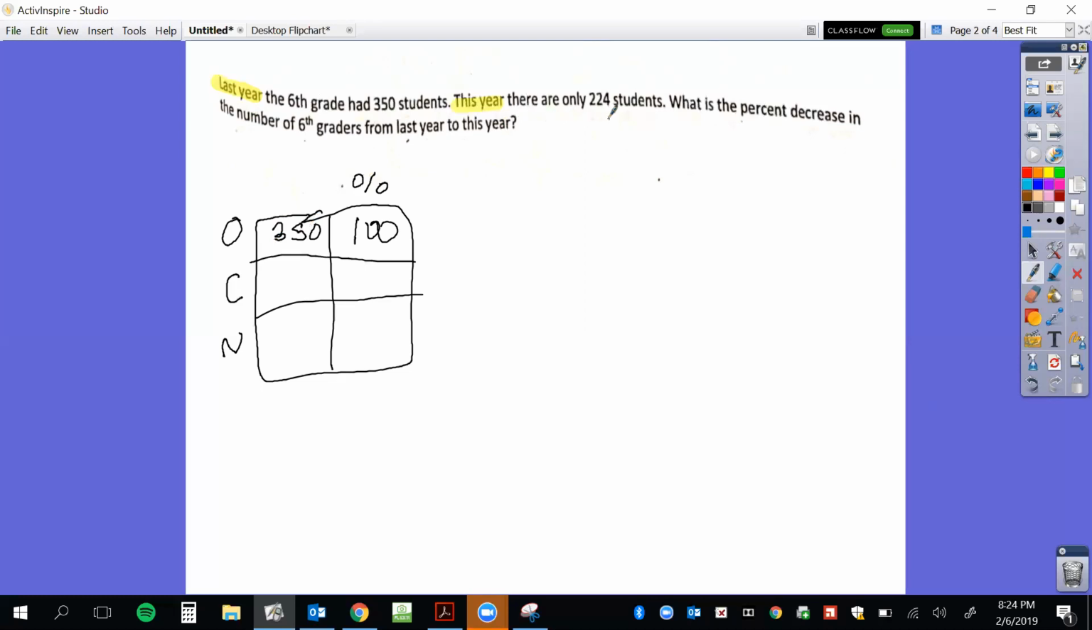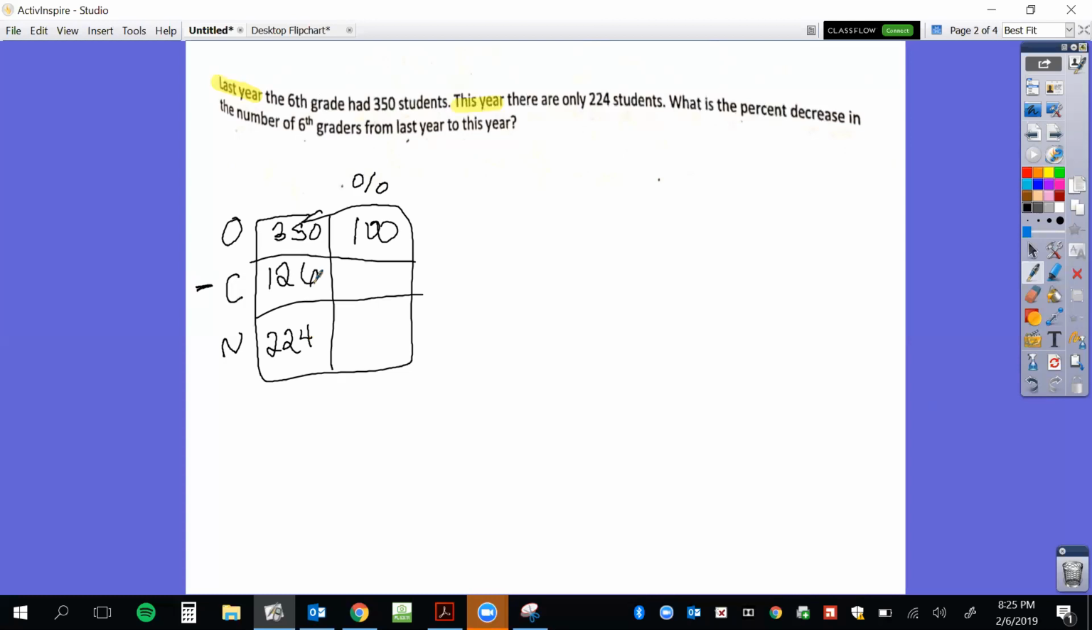And then it says this year there are 224. It did not say that that was how much it decreased by. It says that's my new amount. That's what I have currently, so 224 is my new. So to figure out how much it changed by, we would take 350 and subtract 224, and we get that it decreased by 126 students. So I'm going to put minus.